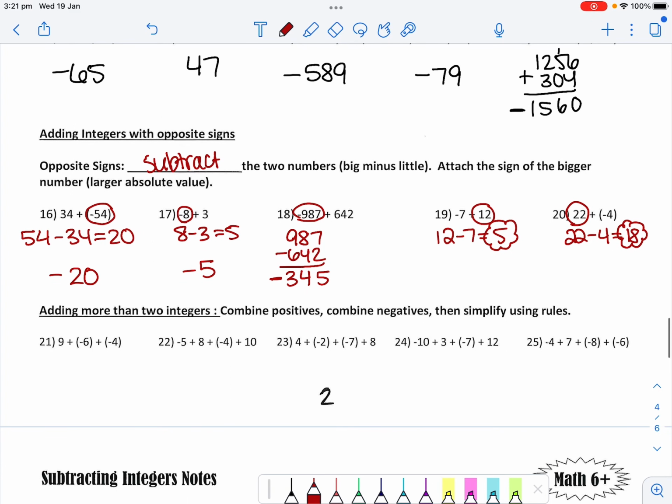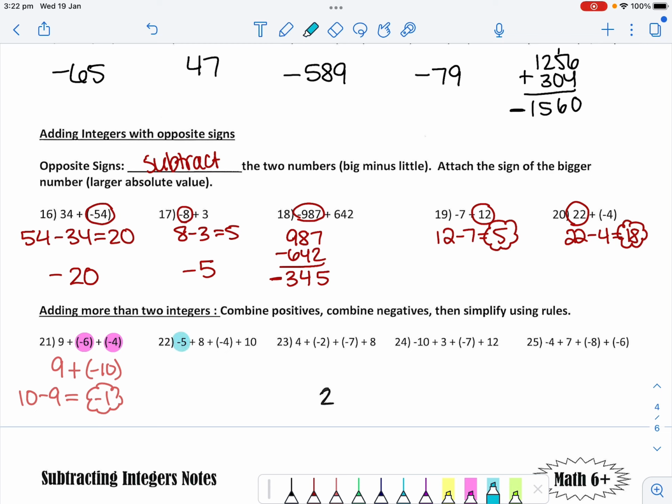This last example down here says adding more than two integers, combine the positives, combine the negatives, and then simplify using the rules. So what I'm going to do down here is I'm going to say, okay, I have these two negatives that I can combine together, so let's do that first. So I'm going to have 9 plus negative 10, because 6 plus 4 is 10, and then they're both negative, so I keep the negative. And then 9 plus negative 10 means I do 10 minus 9, which is 1, and then I keep the sign of the one that was bigger. So 10 was bigger, the answer is negative.